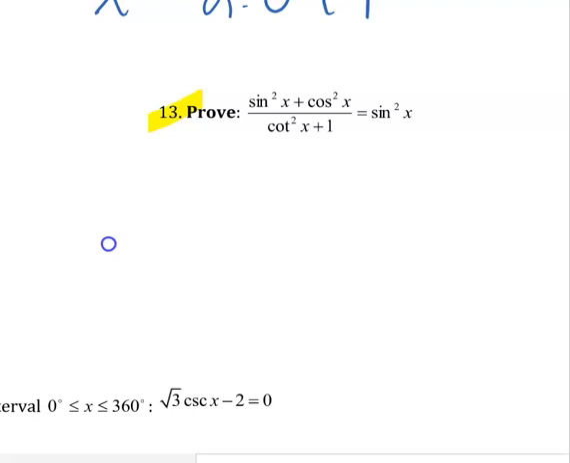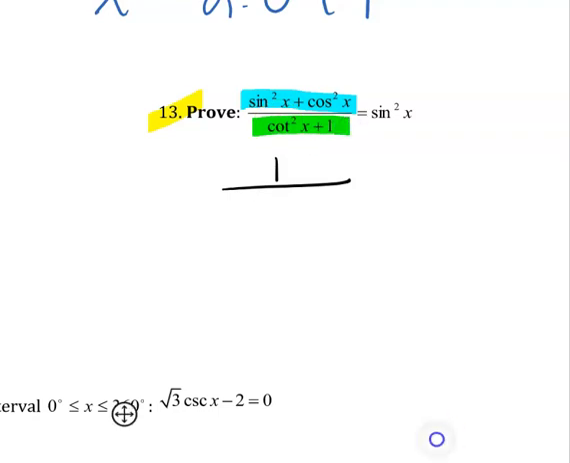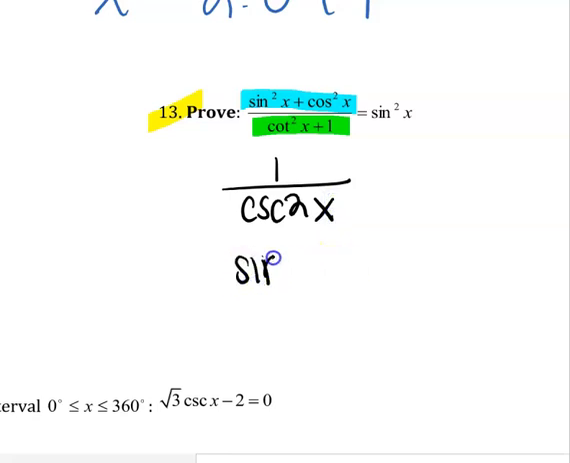Moving on to question 13. Okay, this one's actually a pretty straightforward one. Here's your old married couple. Together they make one. Here is I love cottage cheese. Guess what 1 over cosecant is? Sine. So this is sine squared of x. Done. That was an easy one.